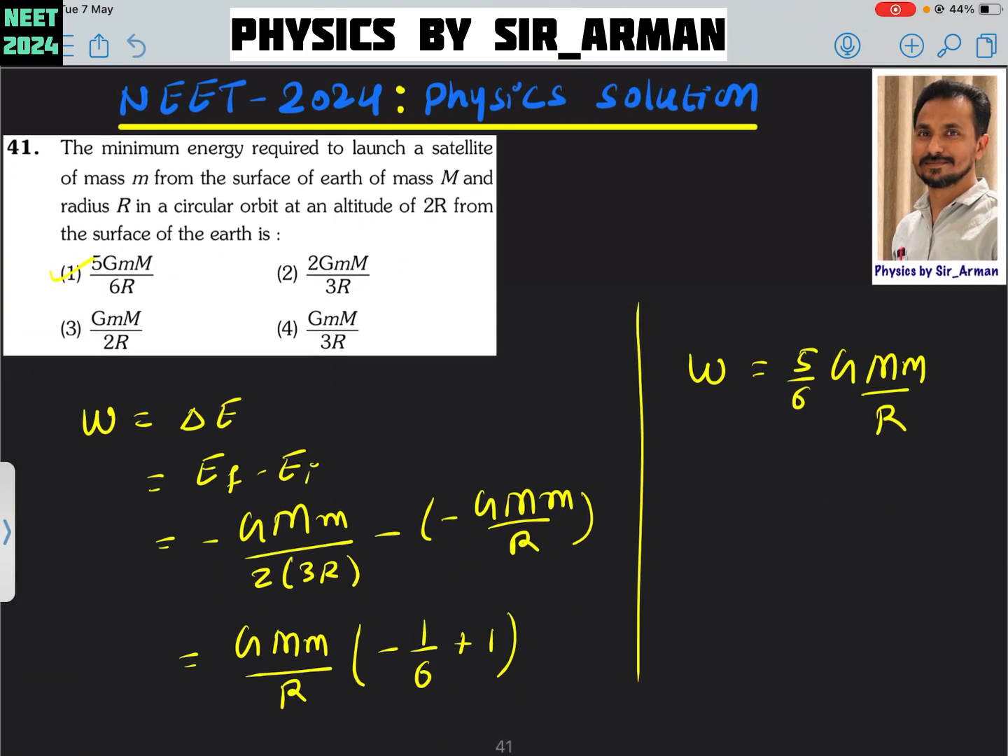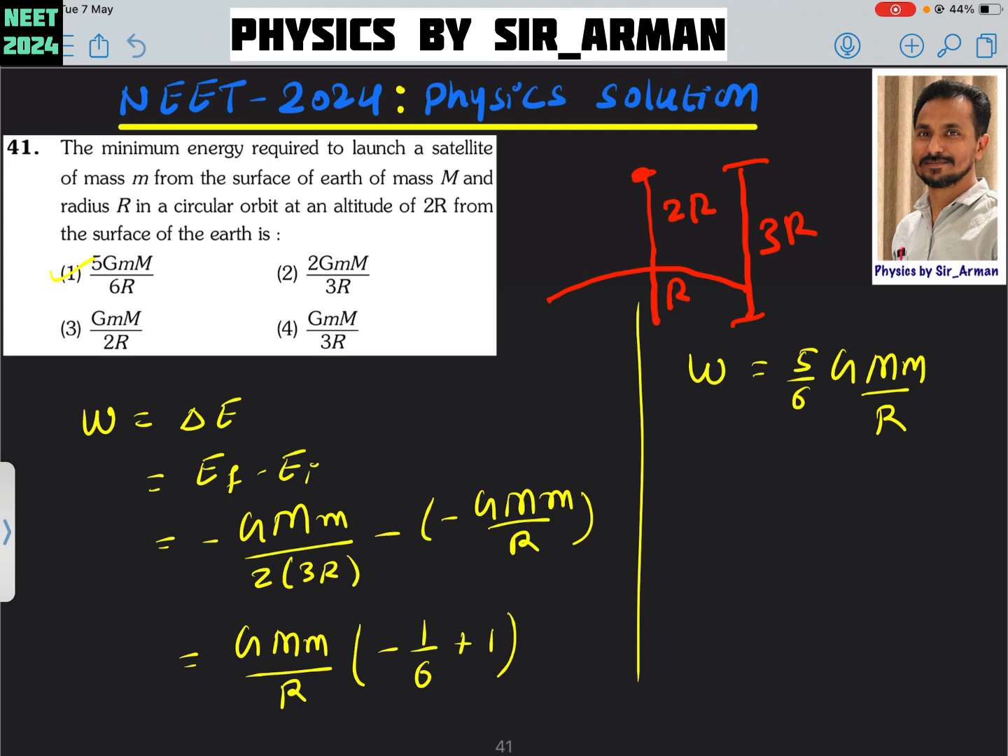Question number 41. The minimum energy required to launch a satellite of mass m from the surface of the earth of mass M and radius R in a circular orbit of altitude 2R. See, whenever altitude is given, the height is given from the surface of the earth, which is 2R, but from the center of the earth it becomes R plus 2R, that is 3R. So we always consider small r as the distance from the center of the earth.